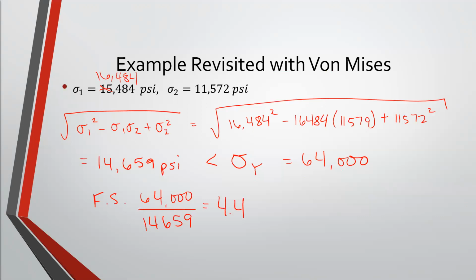Okay, 4.4. Before, didn't we get 3.8? Now we get 4.4. So I'm going to draw you an image to illustrate this in just a second. But essentially, the Tresca is always conservative, except for when they're equal. There are times when the two give you the same answer. But other than that, Tresca will always predict yield to occur sooner than the von Mises predicts it.